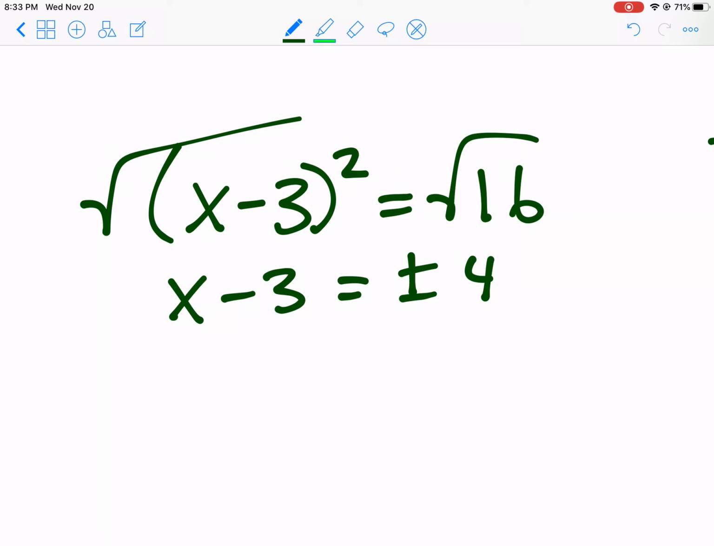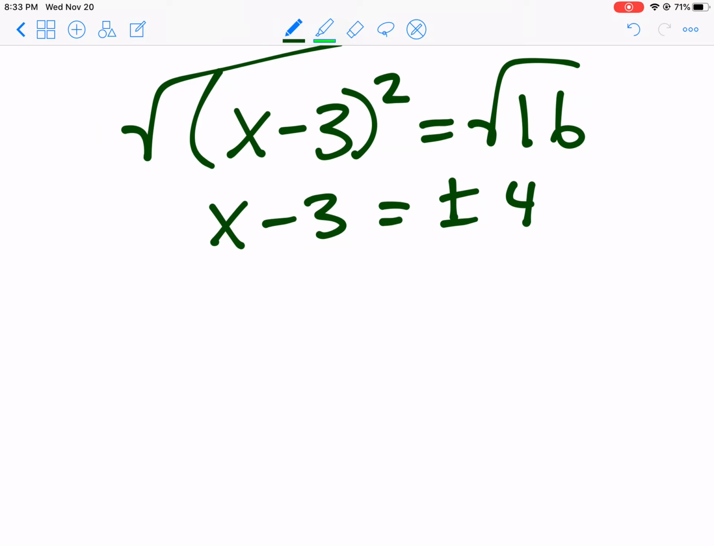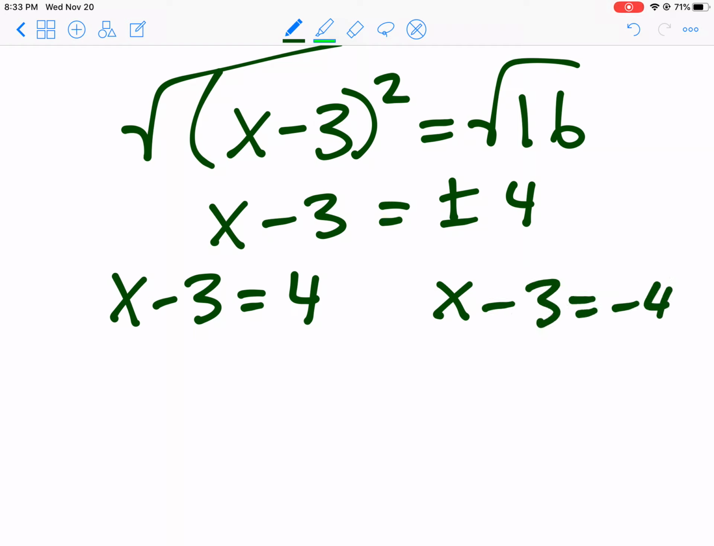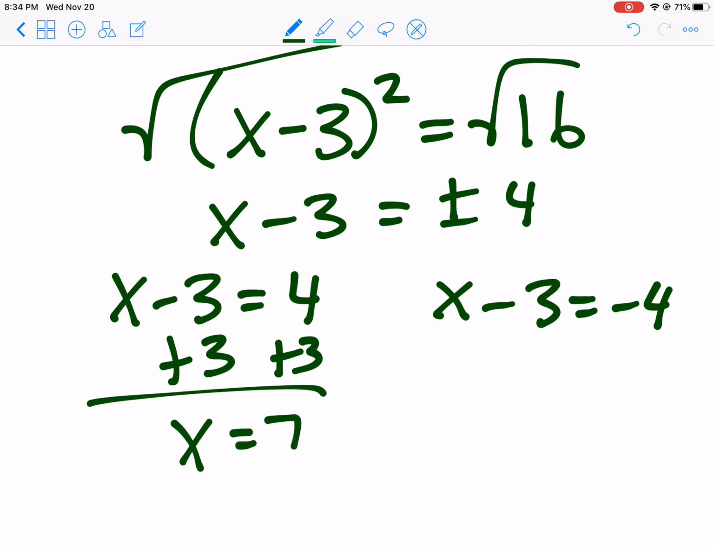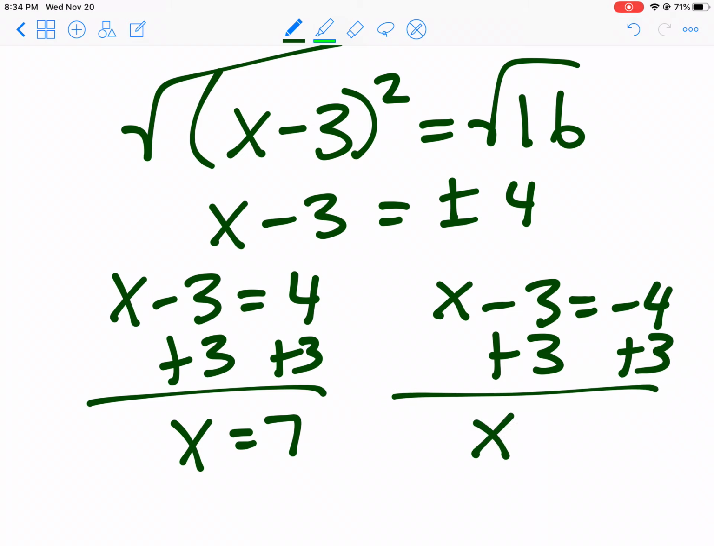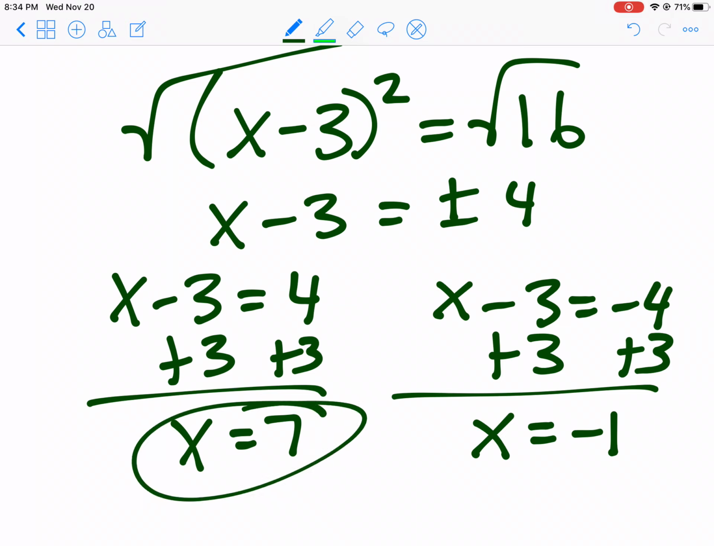At this point, there are no radicals. So I would write the equation in two ways because we're going to get two distinct answers, and we can simplify these answers to be single digits. So I'm going to solve for x minus 3 equals positive 4 and for x minus 3 equals negative 4. And for both equations, to get x alone, I'll add 3 to both sides. In one case, I got x equals 7, and the other was x equals negative 1.